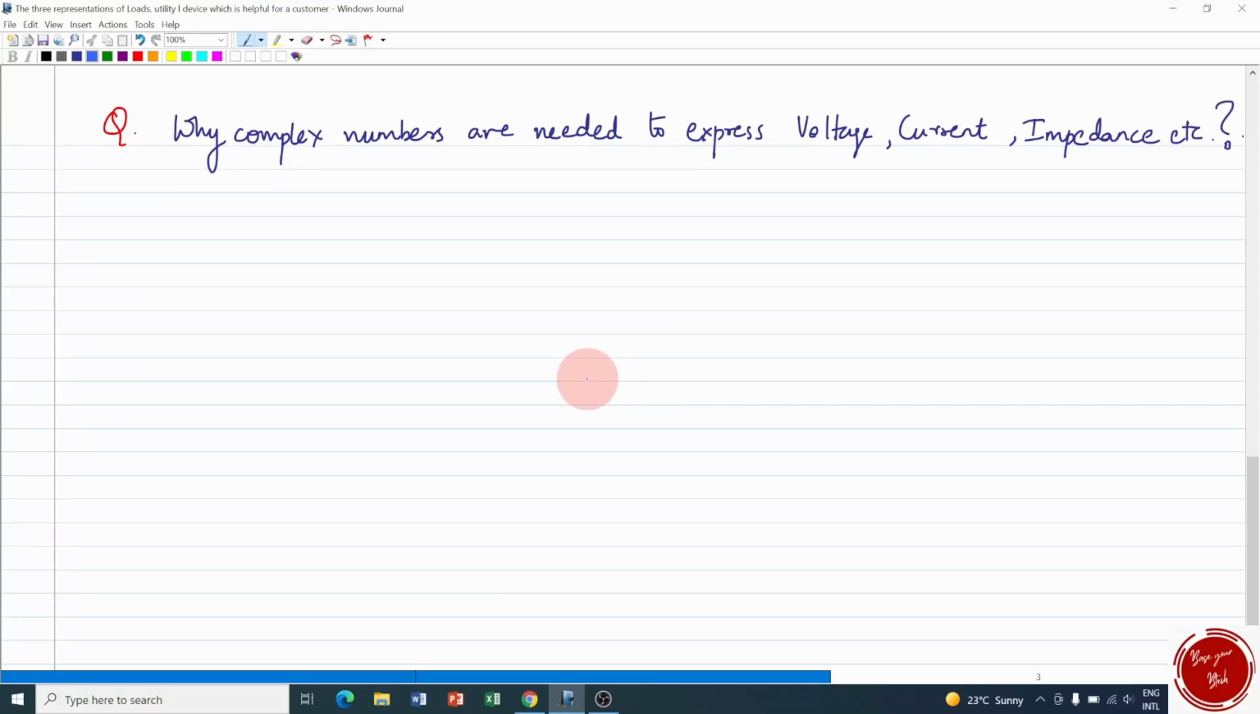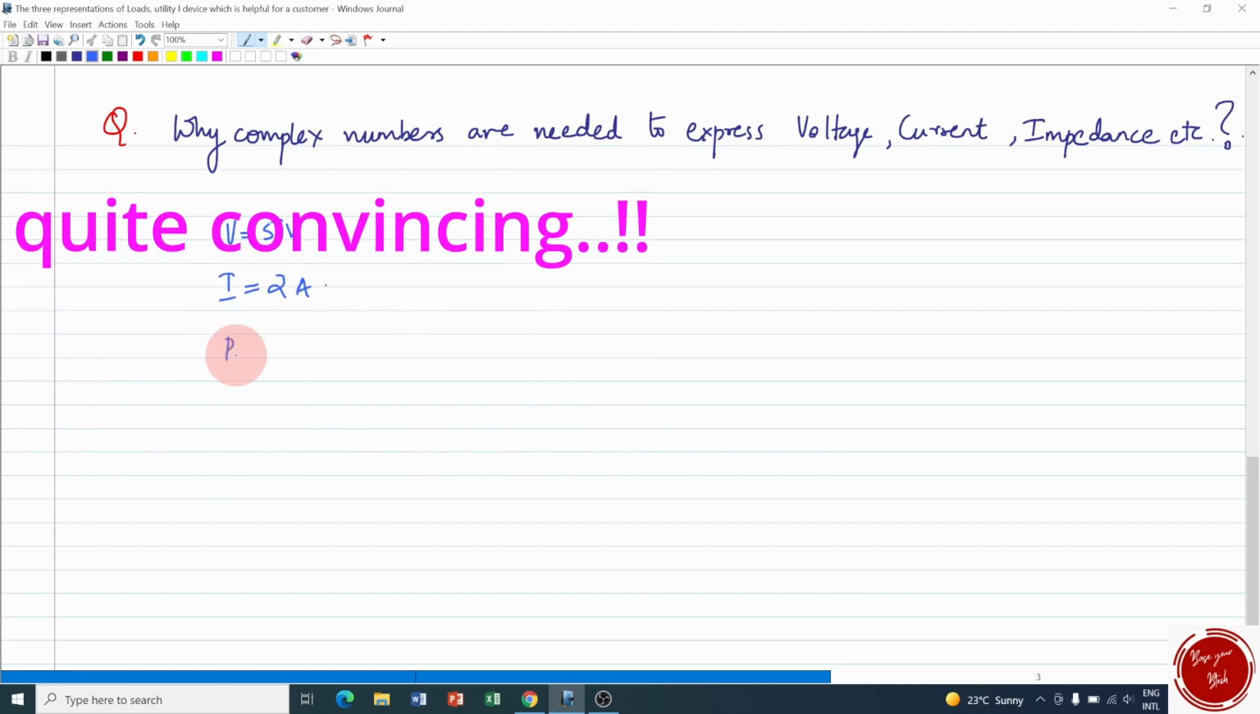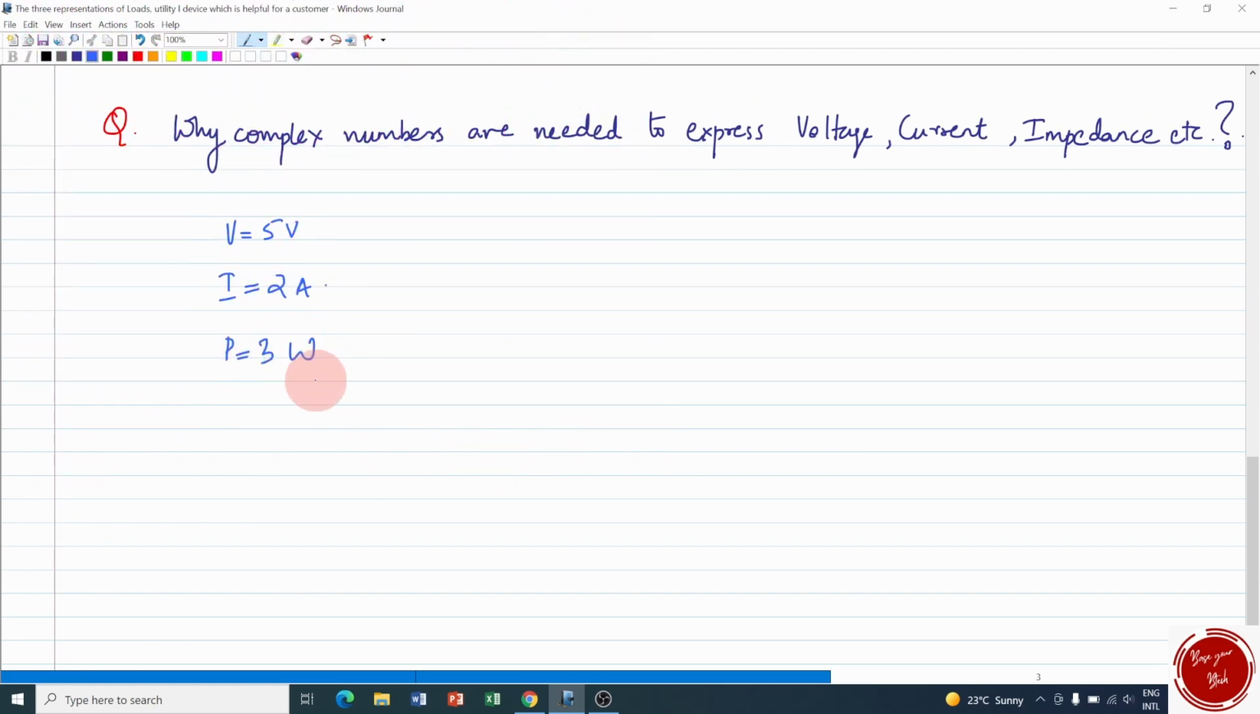Hello friends, today I have come up with a solution for the most commonly asked question: why are complex numbers needed to express voltage, current, impedance, etc.? That is, in your lower classes you might have written V equal to 5 volt, or I, the current value, equal to 2 ampere, or power equal to 3 watts, etc.